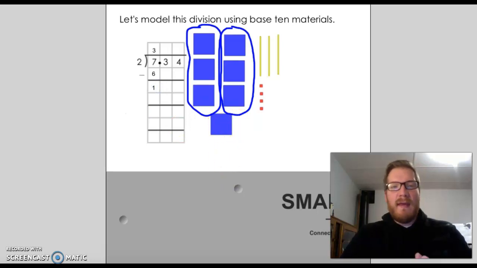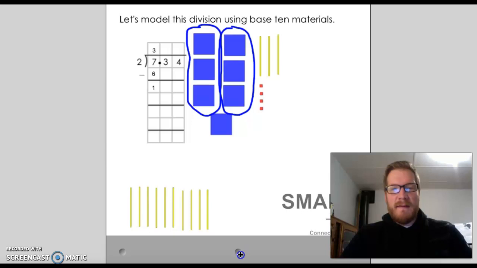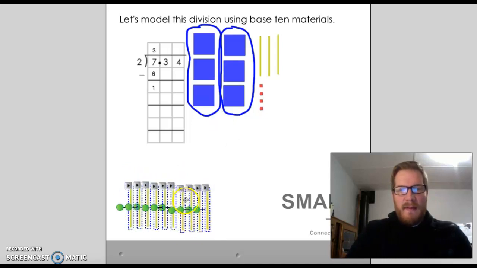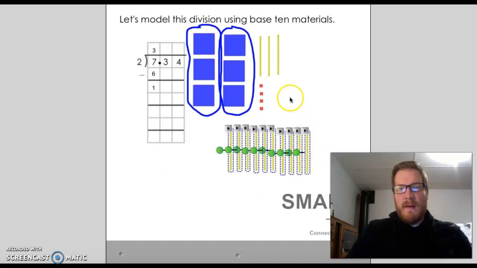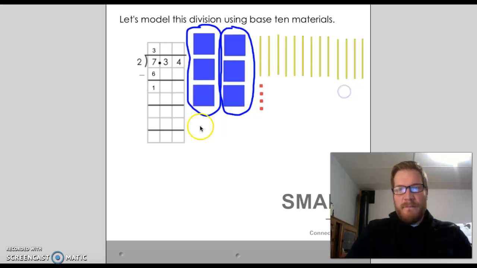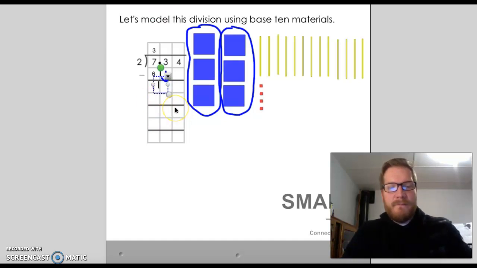When we end up with 1 left over, especially with base 10, what we start talking about is regrouping. What I've actually done is regrouped that one as tenths here. I'll move it over here. Now that I've regrouped, I bring down this 3, and so I've got 13 here.